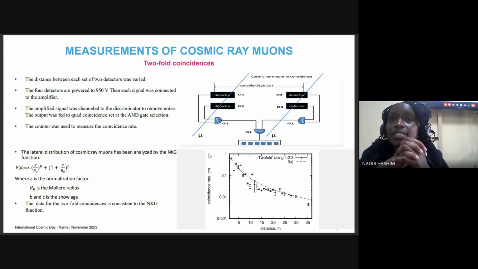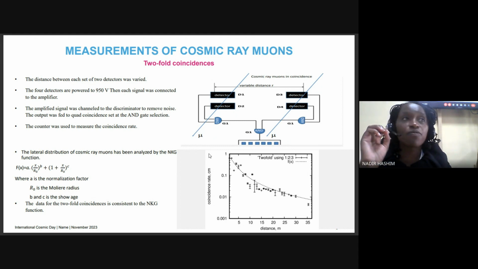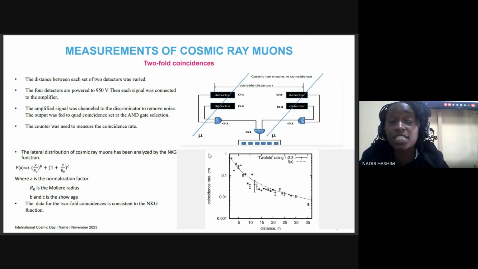Why use AND gates? AND gates ensure that you have to have a count on both sides. There have to be a count for the 2 detectors and another count for the 2 detectors for you to have a final count. What if we get a detection from one of the 2 detectors and there is no coincidence in the other side for the 2 detectors? We will not have a coincidence. So this ensures that there is a very clear signal for the muons.